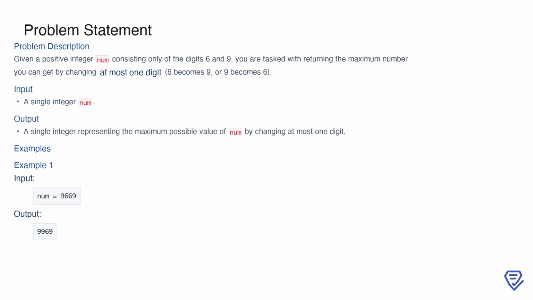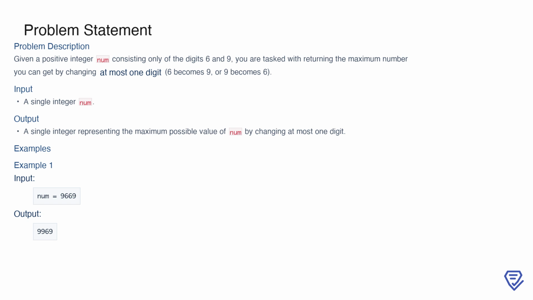The input to this problem is a single integer, number, and the output is also a single integer, which represents the largest number we can achieve after making the optimal change. For example, if the input is number equals 9669, the output should be 9969, because by changing the first 6 to a 9, we achieve the maximum possible value.